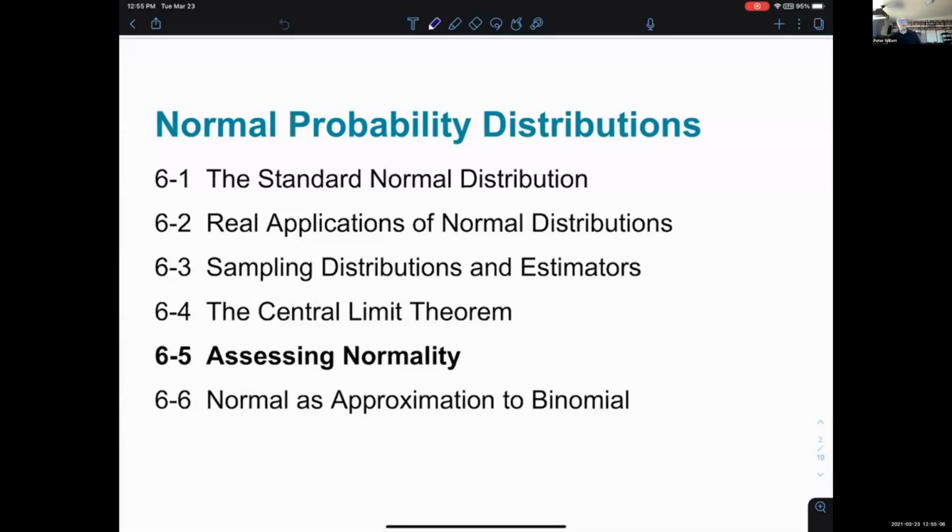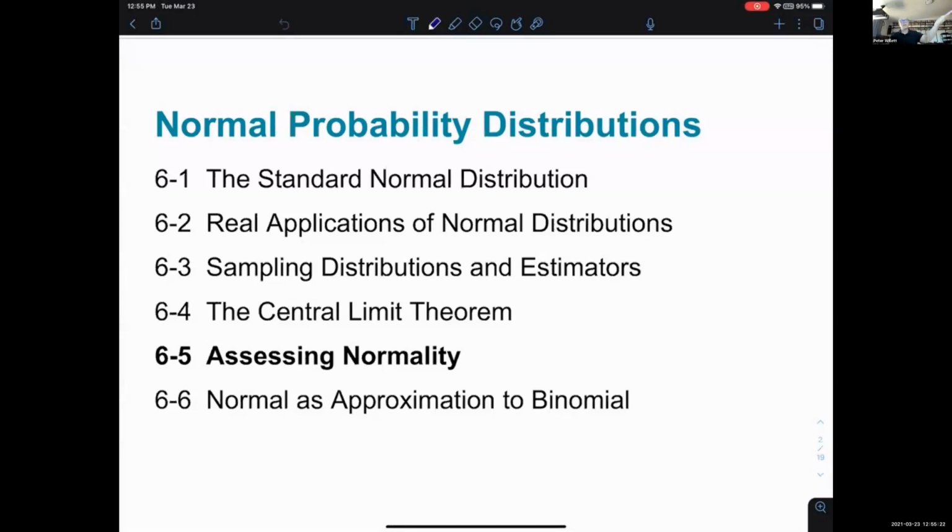So there are 2 more sections in the chapter, but as I mentioned at the beginning, we're not going to cover 6.6. It's an extra section that we are opting out of. So all of our work finishes in today's section, which is 6.5, Assessing Normality.